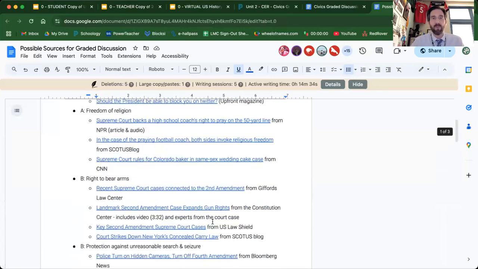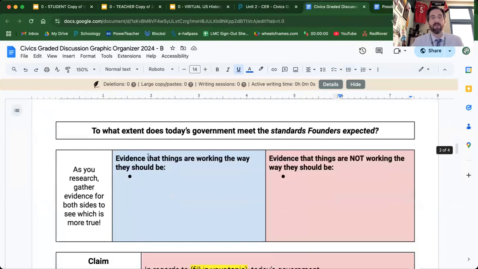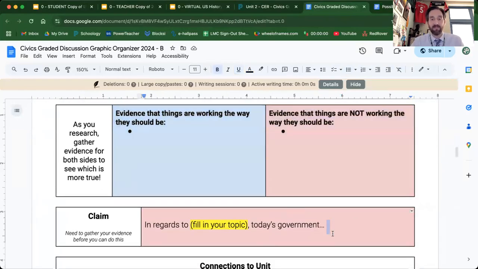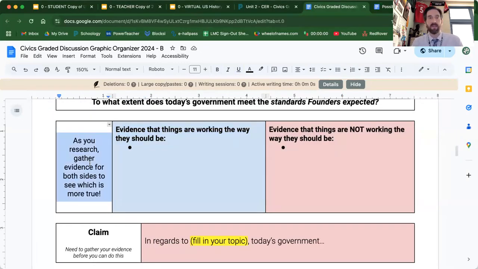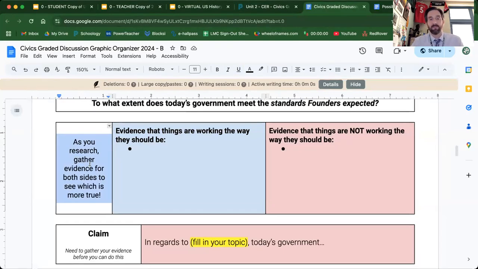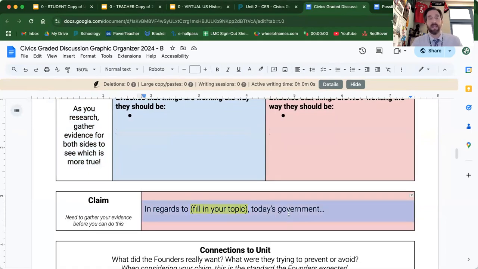When you go through and you pick a topic, please, please, please do this section first before you make a claim. Please gather evidence on both sides. What are people saying on this side? What are people saying on this side? And then make your decision. Then you can say, well, in regards to whatever, First Amendment, separation of powers, today's government is or is not meeting the expectations.